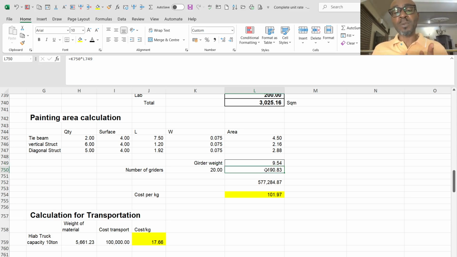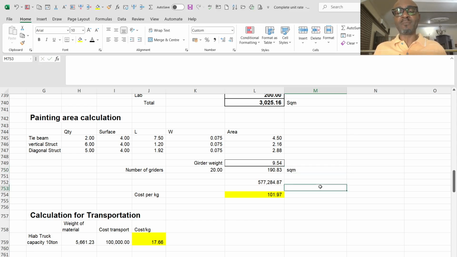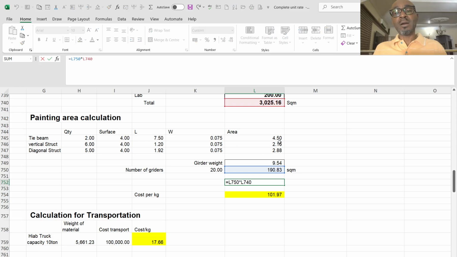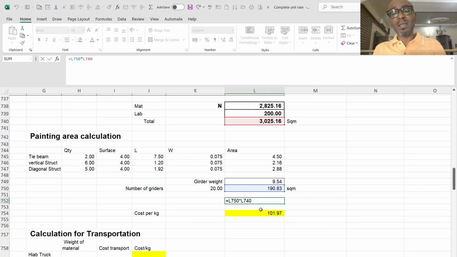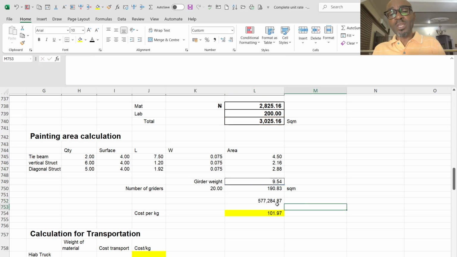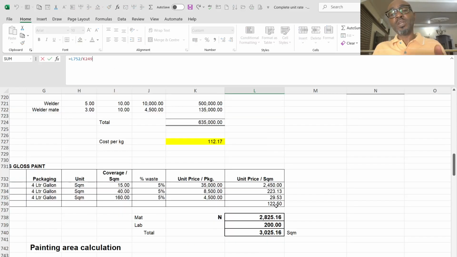9.54. So if you multiply it by 20 girders, you have 190.83 square meters. So if you now multiply the cost per square meter of the gloss paint, including primer, by the total square area, it will give you 577,284 naira 87 kobo.